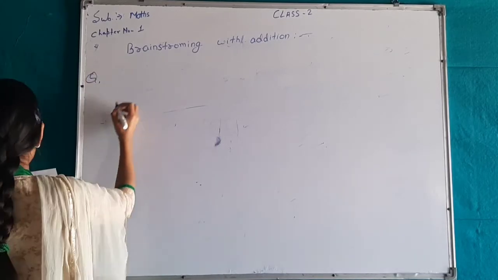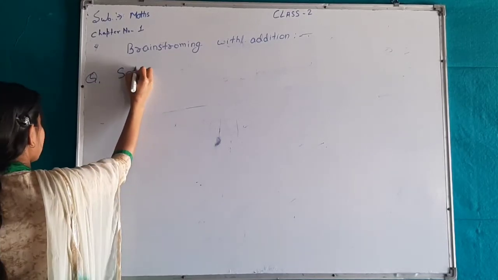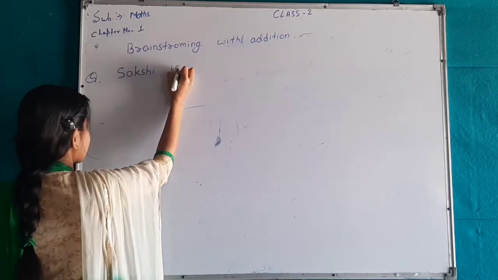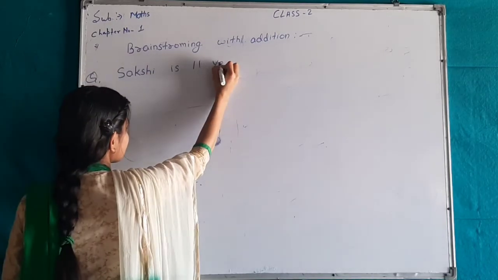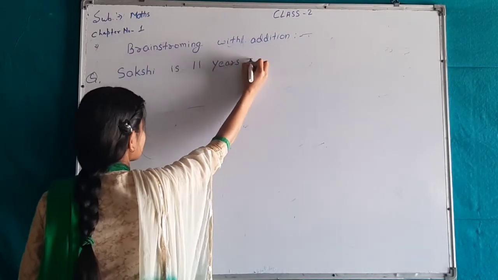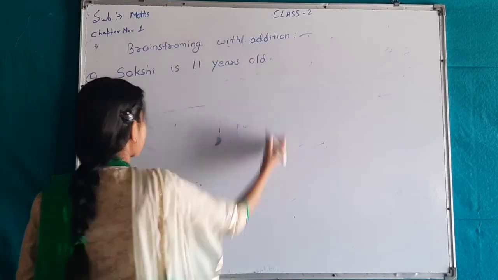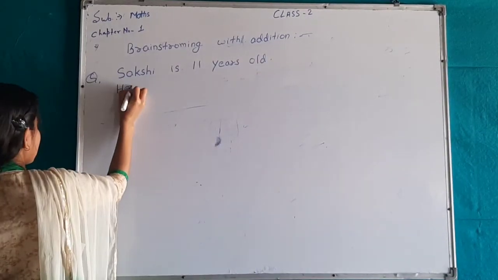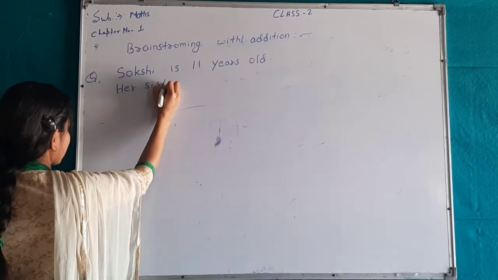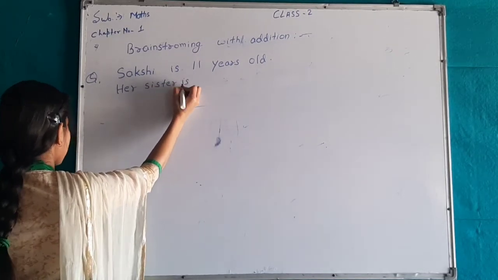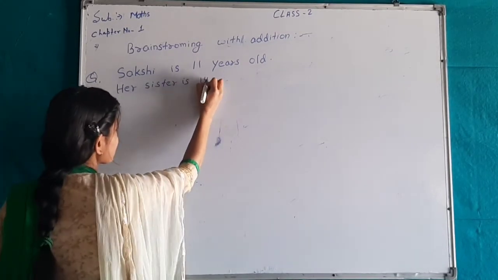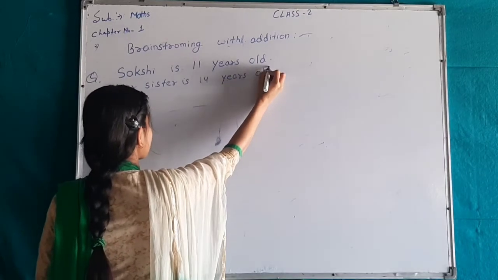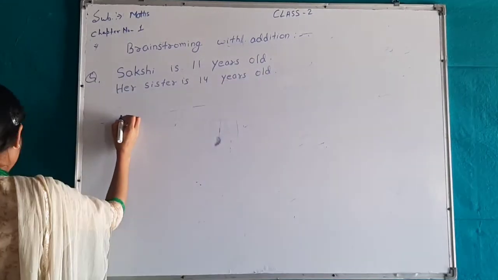Your question is: Sakshi is 11 years old. Her sister is 14 years old. What is the sum of their ages?